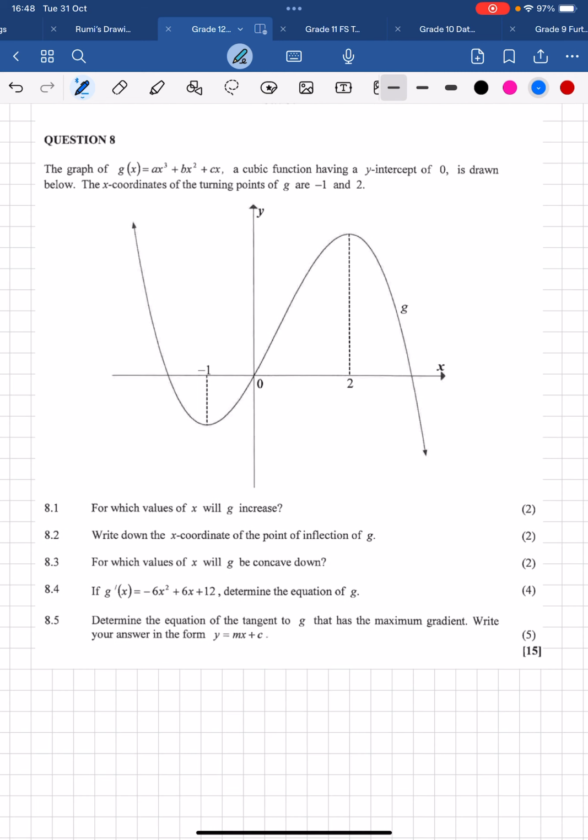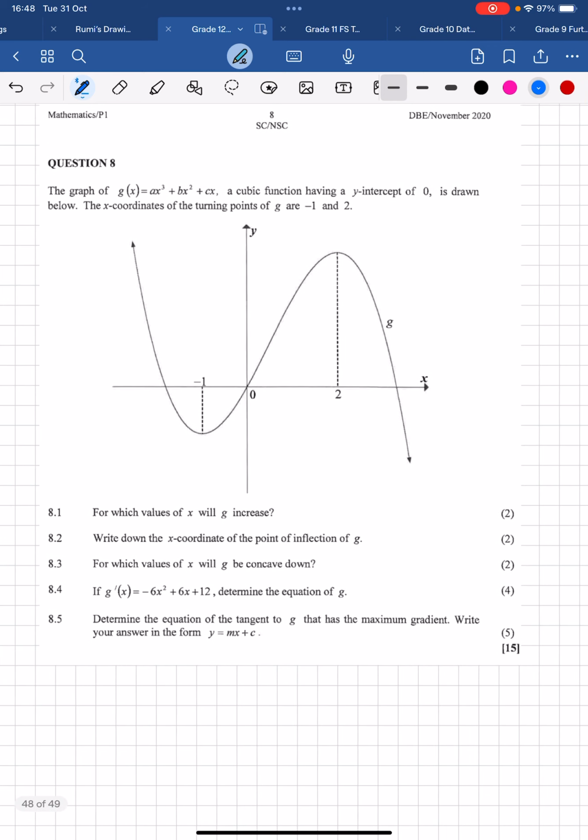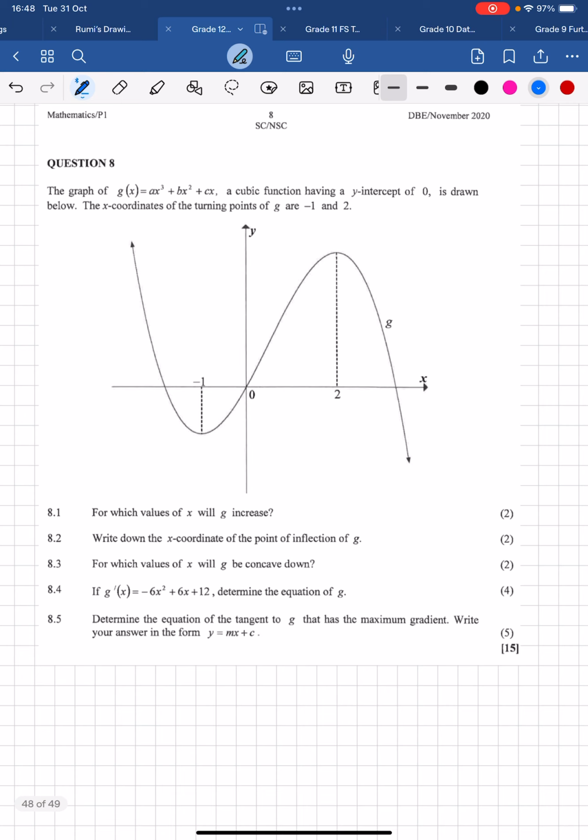All right. We are going to be doing this question. There was a nice little problem solving part here in the last question. The questions before that were not too bad.